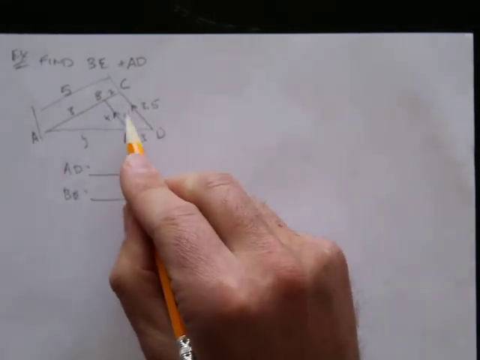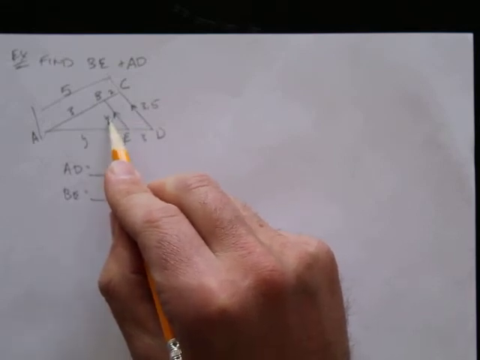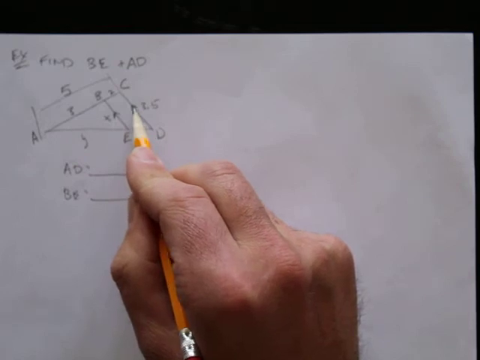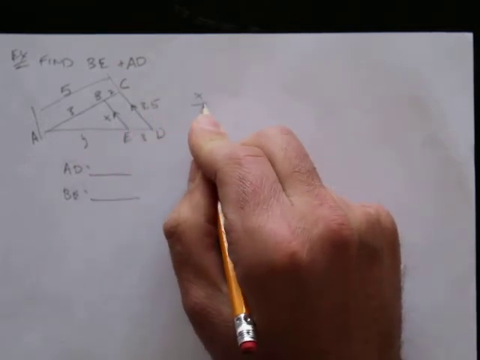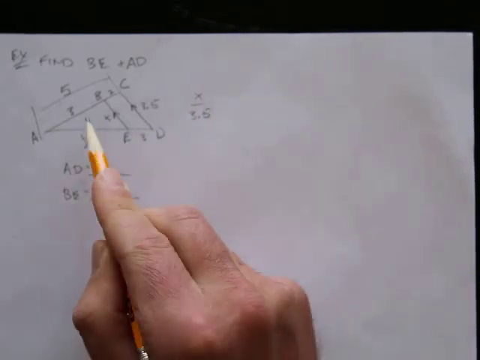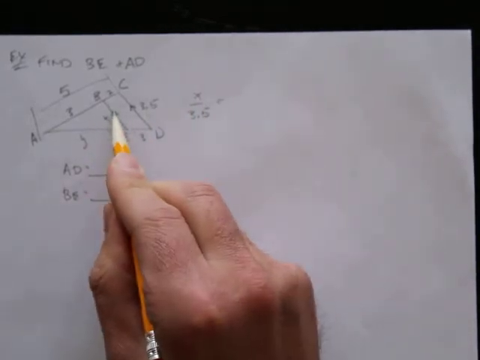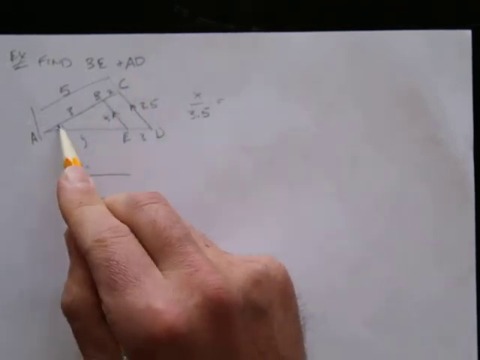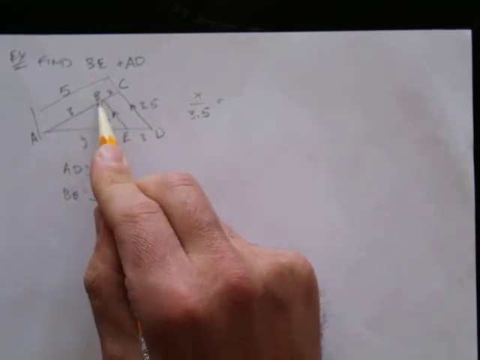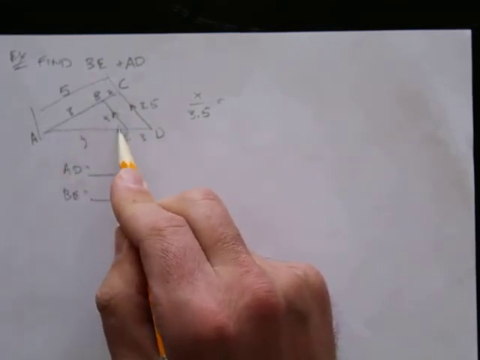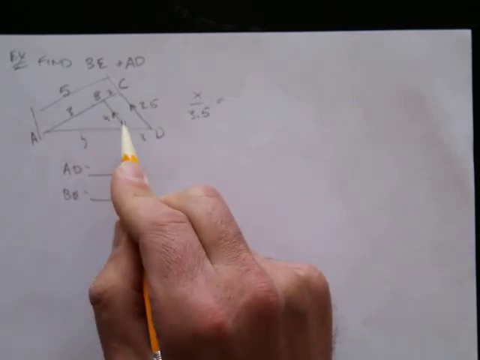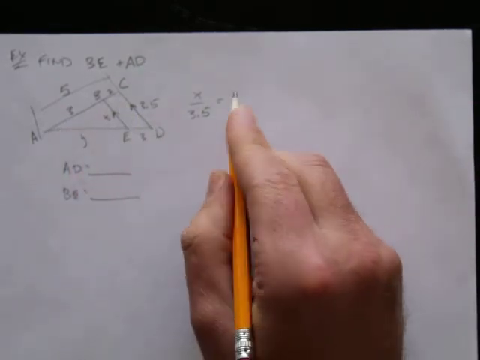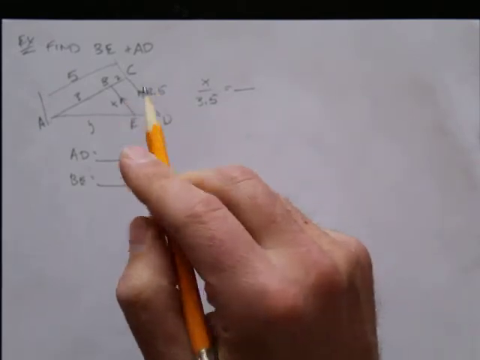Now I'm going to look at my corresponding sides. BE and CD are corresponding sides. So I'm going to take my smaller one and put it on top of the larger one. Can I do this? Do I know that this little triangle and this big one are similar? I do, because this angle is congruent to this angle, this angle is congruent to this angle, and this angle is congruent to this angle. So I have angle-angle similarity. I actually have angle-angle-angle similarity, but that's too much.